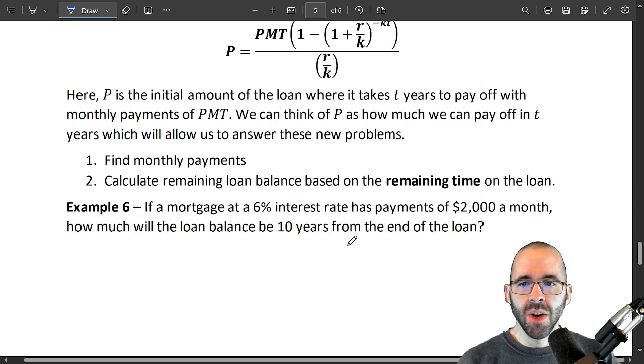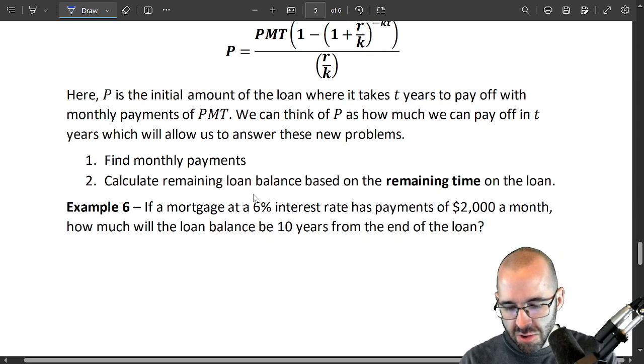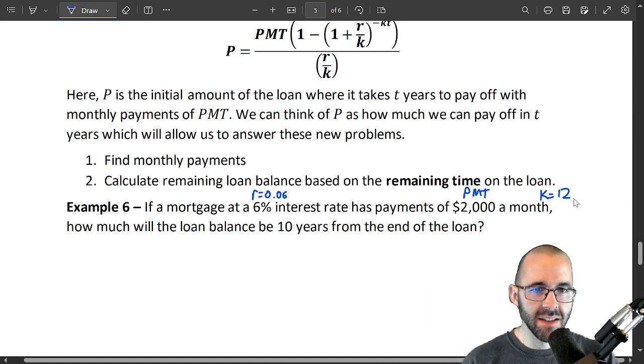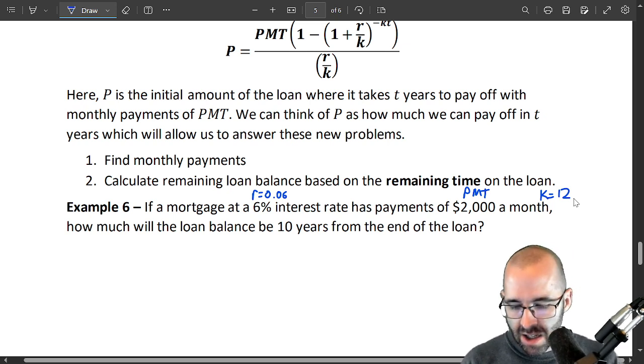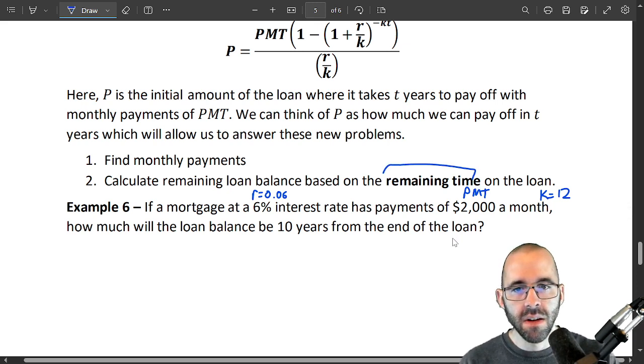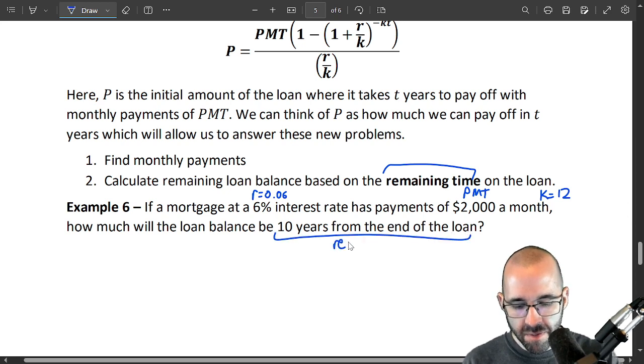Okay. So a mortgage at a 6% interest rate has payments of $2,000 a month, just writing down all the things that we're realizing as we say this. If we're paying it every month, then K is 12 times a year. How much will the loan balance be 10 years... Okay, we needed remaining time. Okay, 10 years from the end of the loan, that is remaining time. That's good. That's what we want.